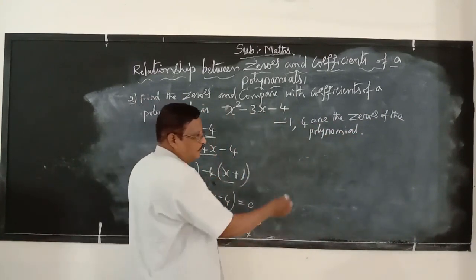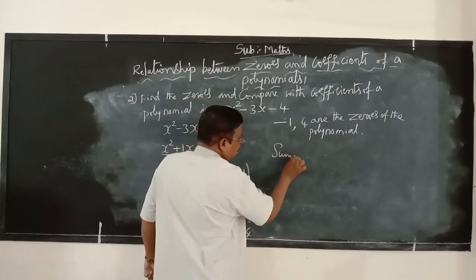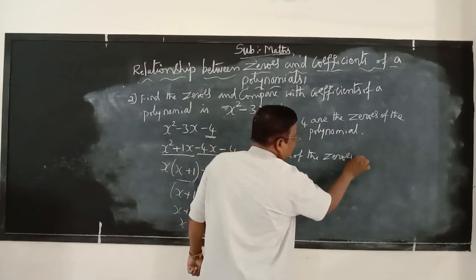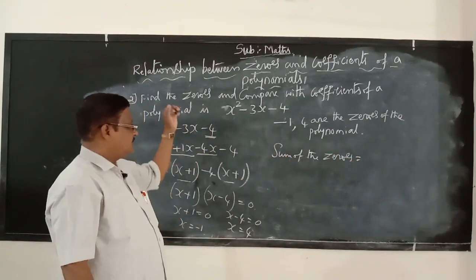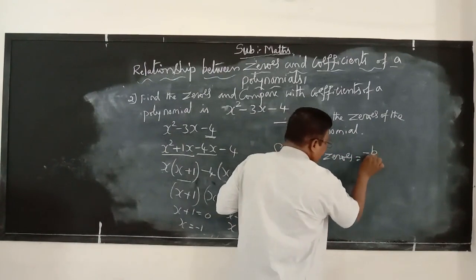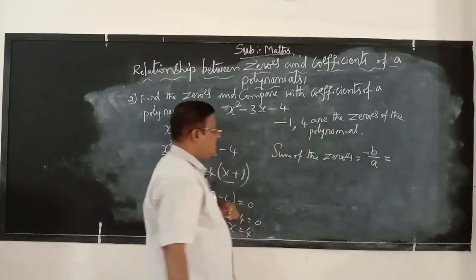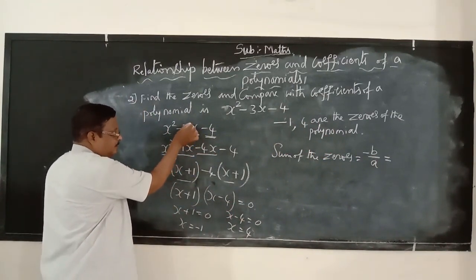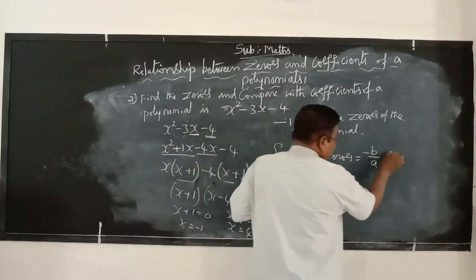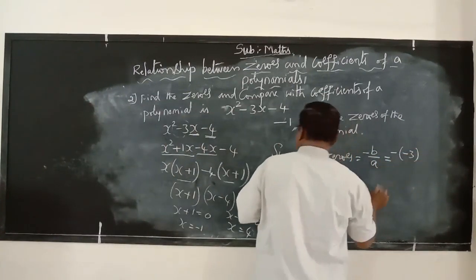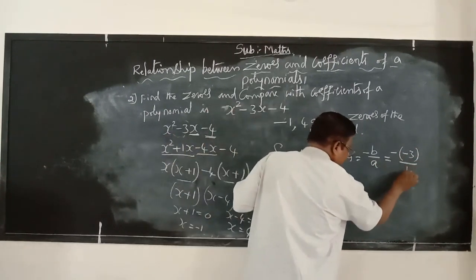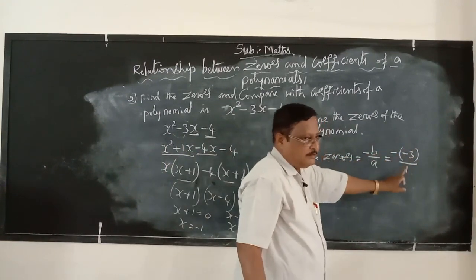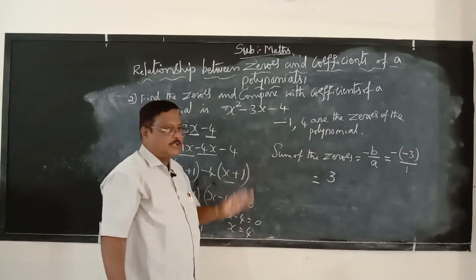Next, find the sum of the zeros. Sum of the zeros is nothing but minus b by a is equal to, what is the value of b? Here see, what is the value of b? This is x coefficient b, minus 3. Here minus of minus 3. What is the value of a? A value is 1. Minus into minus plus 3 by 1 is nothing but 3. This is the sum of the zeros.